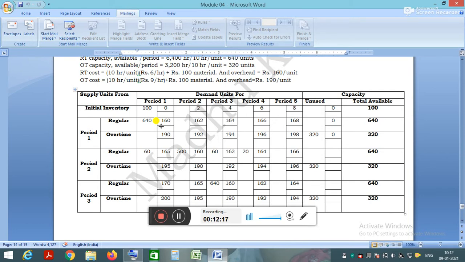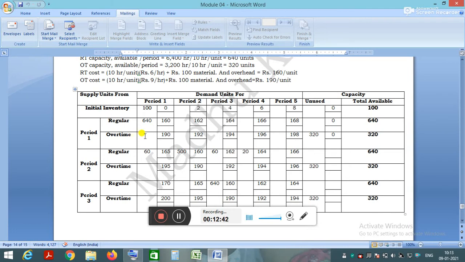Out of 700 products, the maximum that can be produced in the regular time is 640, and the cost of regular time is less than overtime. Therefore we give preference to the regular time and produce 640 products in the regular time. 640 plus 100 is 740. The remaining 60 products are to be manufactured.